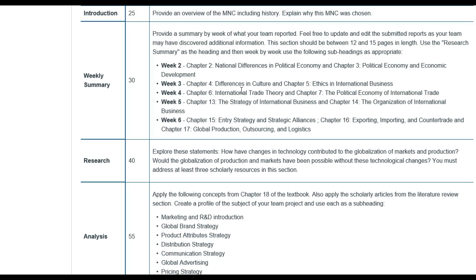Now, as part of this, there's going to be a slightly new section, and that's the research section, where you're going to answer a couple of questions, actually 2 questions and then 3 scholarly resources. The 2 questions you're going to answer are: how have changes in technology contributed to globalization of markets and production? This is a general question, not specific to your MMC. And would the globalization of production and markets have been possible without these technological changes? That's another question that you're going to be answering. This is, again, a general question, not specific to your MMC.